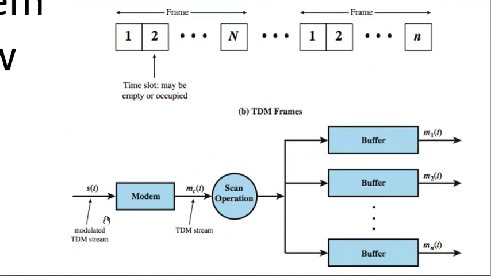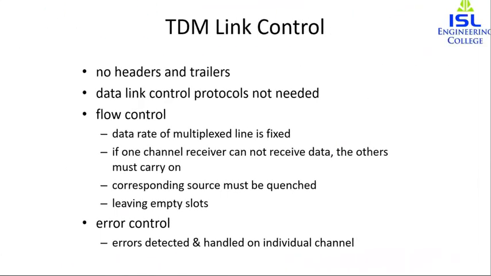Now at the receiver side, the modulated stream is received and passed through a modem again, and we receive the time division multiplexing stream. After that, for each input source there is an identical output destination, and the stream is demultiplexed, we remove the buffer, and we receive the individual streams of data. So this is time division multiplexing. Now, in the case of time division multiplexing, one second.